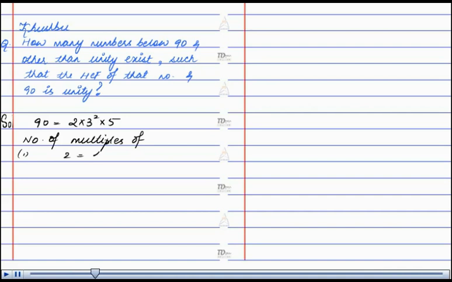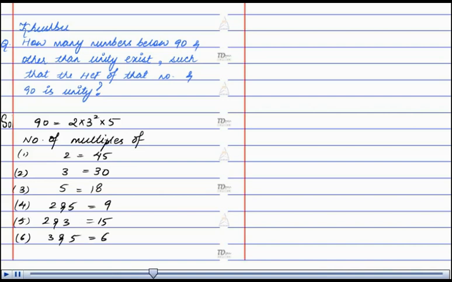2 will be 45, 3 will be 30, 5 will be 18, 2 and 5 will be 9, 2 and 3 will be 15, 3 and 5 will be 6 and that of 2, 3 and 5 will be 3.